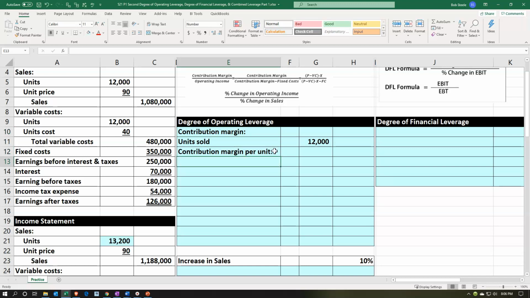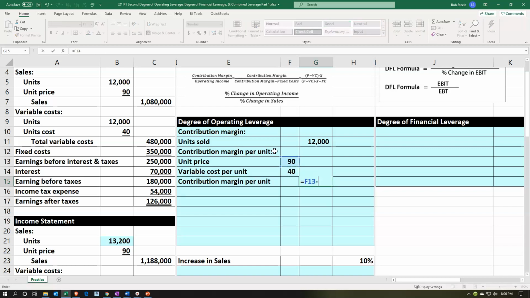We're going to take the unit price. The unit price is going to be the $90, and we're going to be subtracting out the variable cost per unit, the unit variable cost, $40. That's going to give us our contribution margin per unit, and I'm going to bring that to the outside. This is going to be equal to the 90 minus the 40, or the $50 per unit.